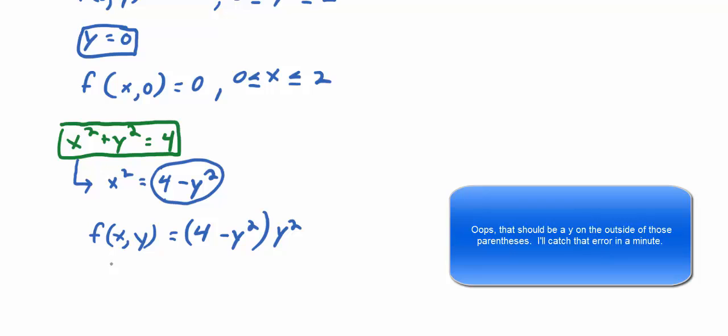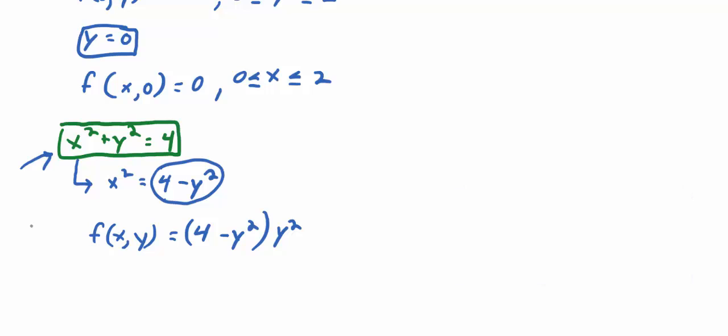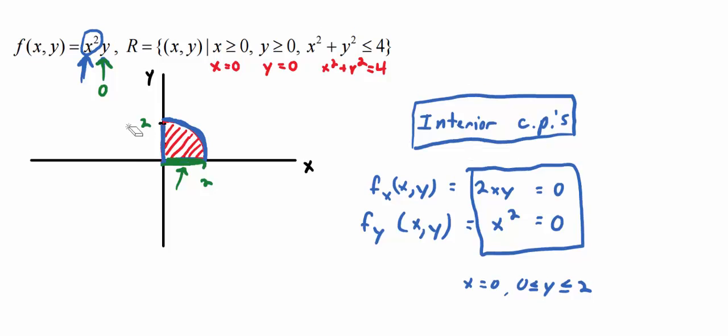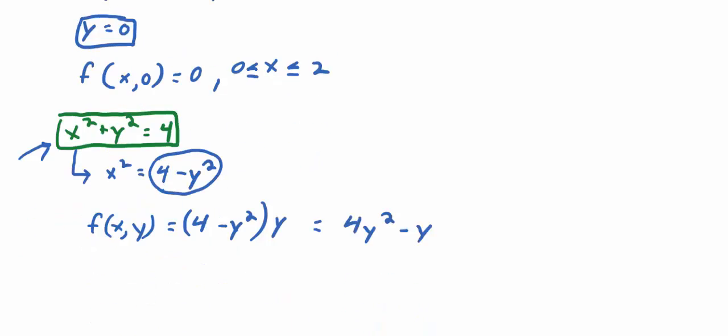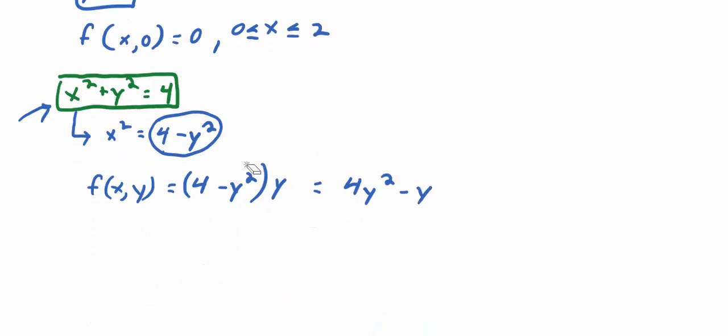As long as x and y are on this boundary. But if you multiply that out, you get 4y squared minus y to the 4th. Oh, sorry, I did make a mistake here. If you go back and look at the original function, it was y right here, not y squared. So if you distribute that y, it becomes just 4y minus y cubed. So let me fix that.